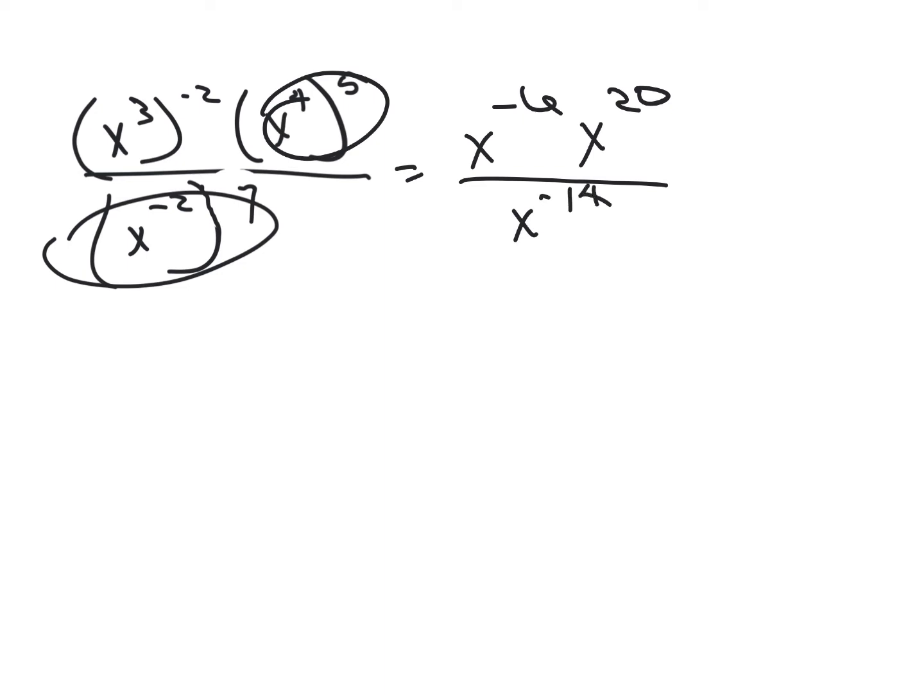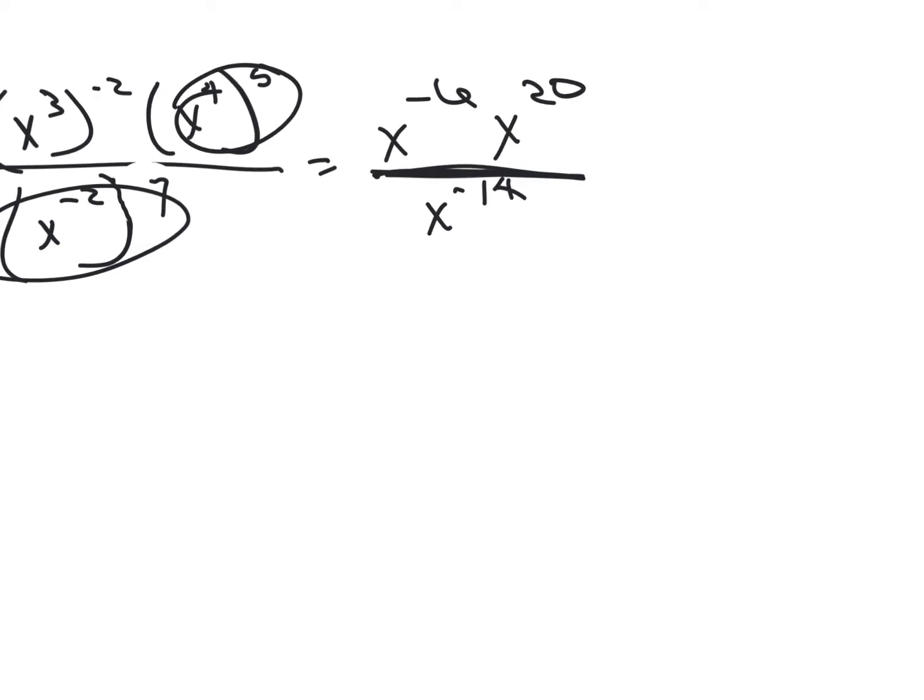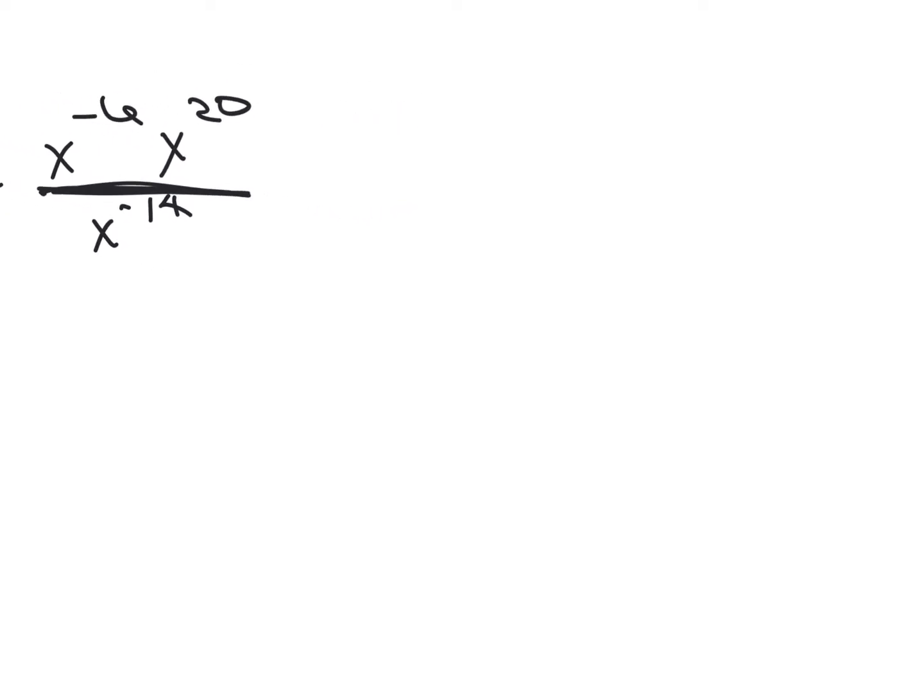Okay, now we're going to remember in a lesson before, this division sign, we do not cross it until we've done everything in the numerator position and everything in the denominator to make it as simple as possible. Then we will go ahead and move things. But until then, we're going to just keep working on the top. So x to the negative 6 times x to the positive 20, and that'll be over x to the minus 14.